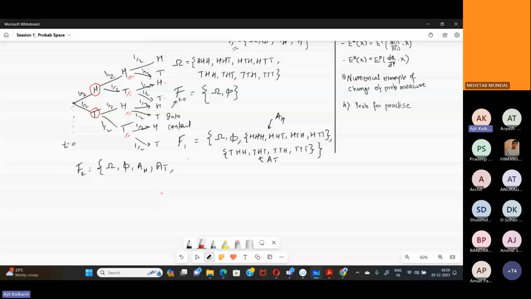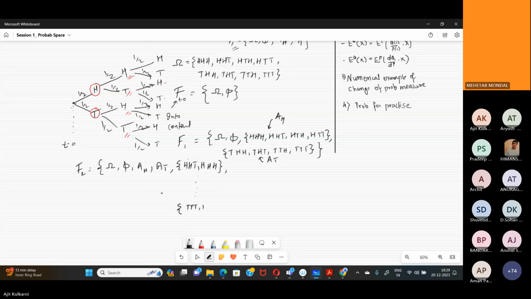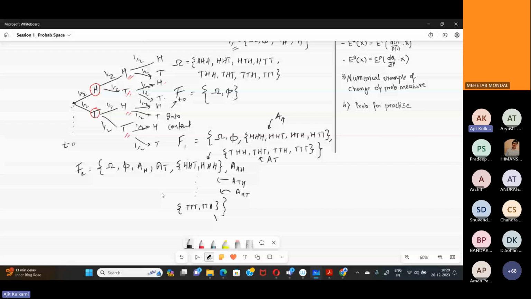So what do we end up with? First H is fixed, second H is also fixed. Then we have T, or first H is fixed, second H is fixed, and then we have H. So this is the first element, and so on and so forth, up to the last elements, where we have T, T, T and T, T, H. I will call these four sets A_HH, then A_TH, then A_HT, and then A_TT.